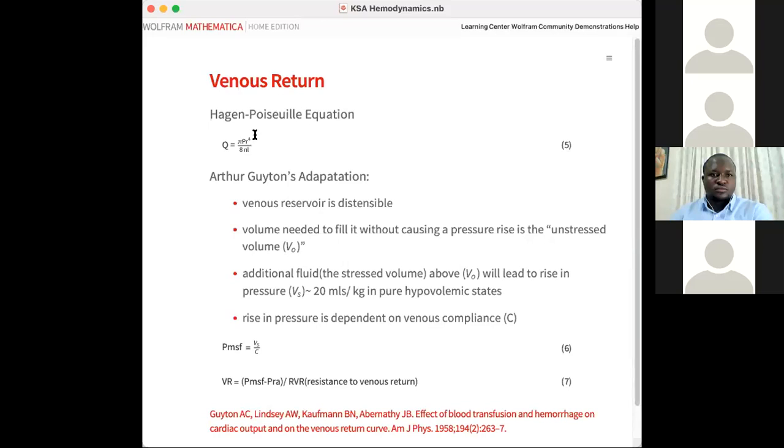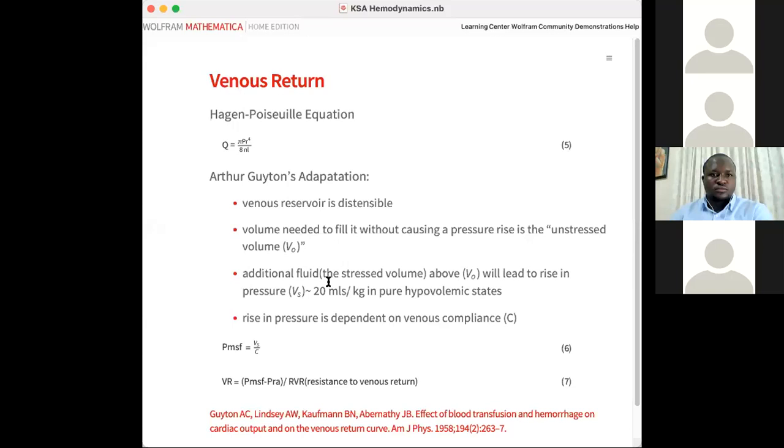And of course, it also depends on the caliber of your vessels. It may also be affected in a negative direction by your viscosity and the length of the pipe through which this blood is flowing. But this equation has actually been adopted by Guyton himself, with this important point in mind that the venous reservoir is distensible. So if you fill the venous reservoir without a pressure rise, the amount of blood that is needed to fill this reservoir is called the unstressed volume, because it does not lead to an increase in pressure. But any additional fluid that is given above the unstressed volume will lead to an increase in pressure.